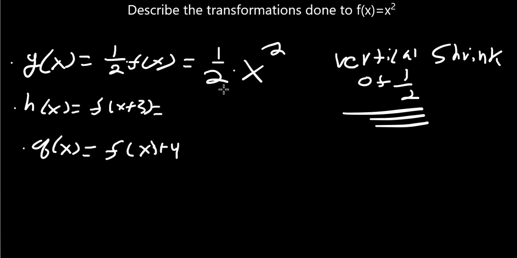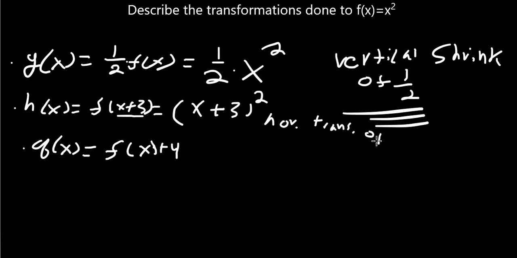This one, if I plug in x plus 3 into this, it'll be f of x plus 3, which will be x plus 3 squared, because I substitute this value x plus 3 into where x is. This has a horizontal translation of -3. This function here, if I plug in x squared, I'm going to get x squared plus 4, which has a vertical translation of 4.